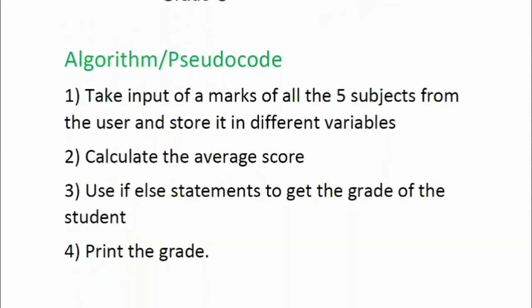Okay, now let's see the algorithm or the pseudo code before writing the code. So the first step is to take the input of marks of all the 5 subjects from the user and store it in variables. Second step is to calculate the average score. Third step is to use if else statements to get the grade of the student, and in the end we have to print the grade.